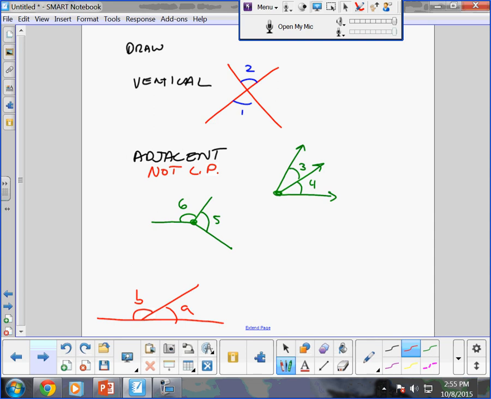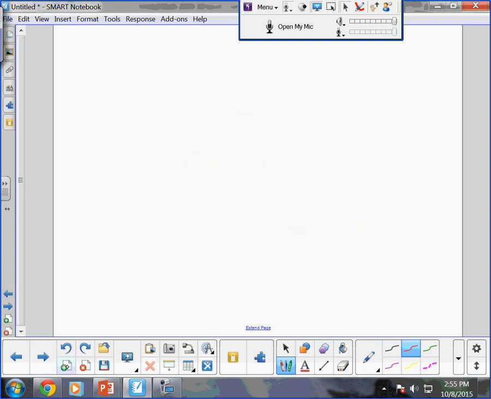Oh, you guys don't care about geometry. You go back. You want to name vertical angles again?